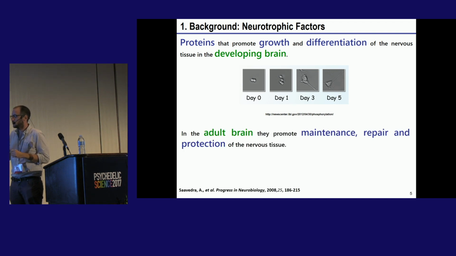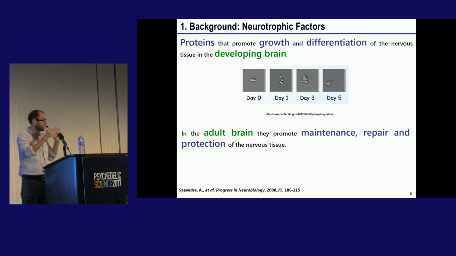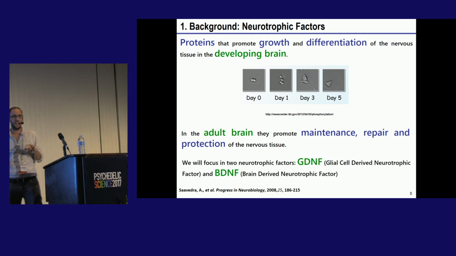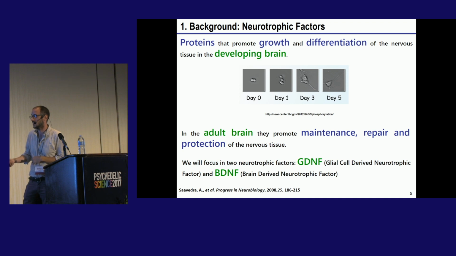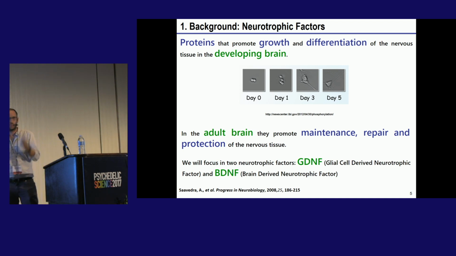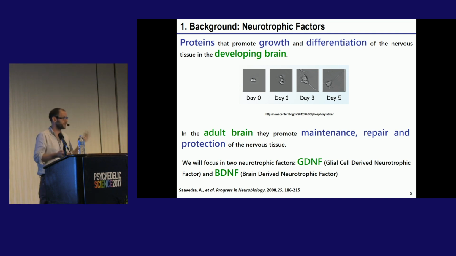But later on, it was discovered that they are important too in the adult brain, and they promote the maintenance, the repair, and the protection of the nervous tissue. It is important to have high levels of different neurotrophic factors in the brain because they do these three main activities. They maintain, repair, and protect the nervous tissue. I'm going to focus on two neurotrophic factors that have these complicated names here, GDNF and BDNF. There are many more, but to link to ibogaine, I will talk about these two.